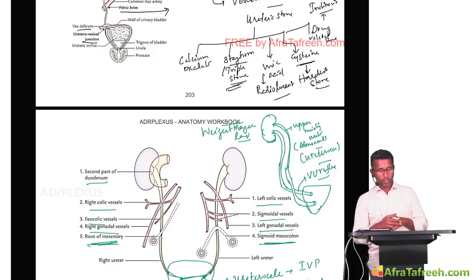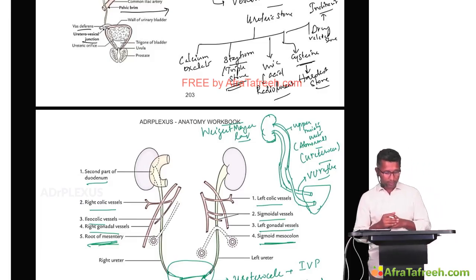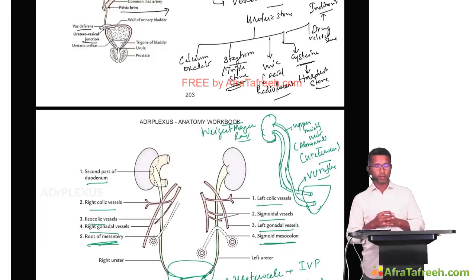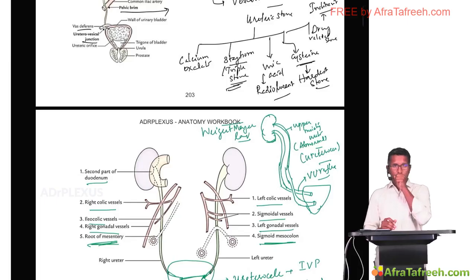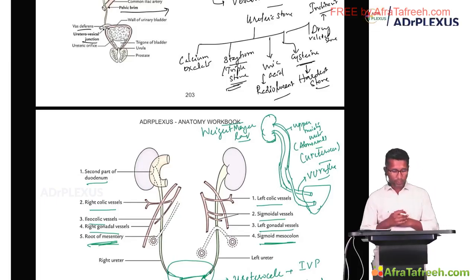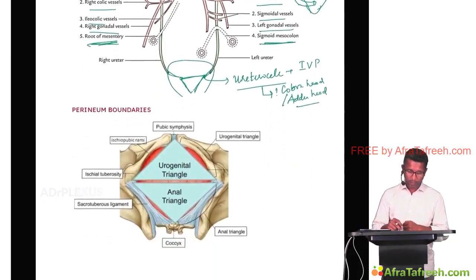So this is about the anomalies. There are a lot of anomalies. I think they would have been discussed in radiology sessions. So just to brush up, I want to touch all these regions. So these are the important things related to the ureter. With this we'll move to the next part of our class.